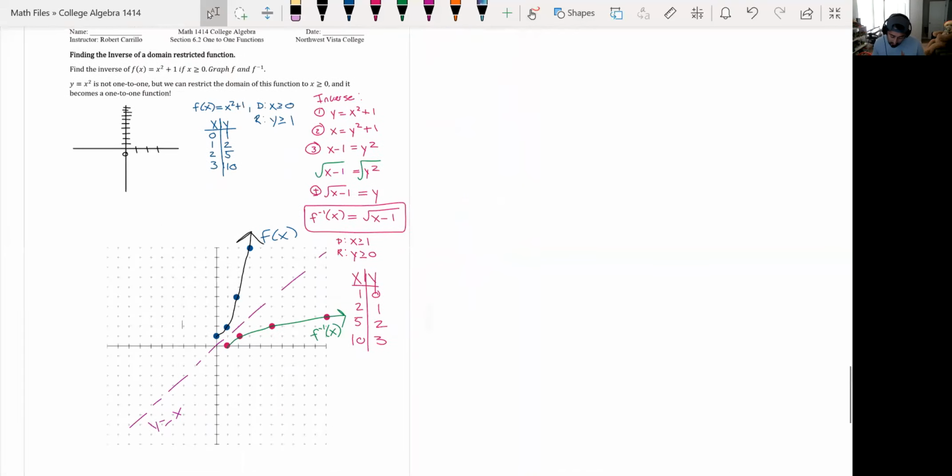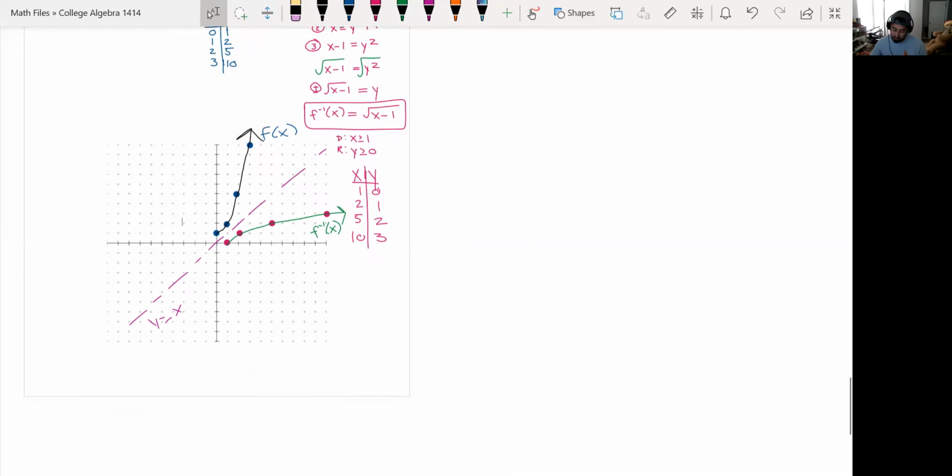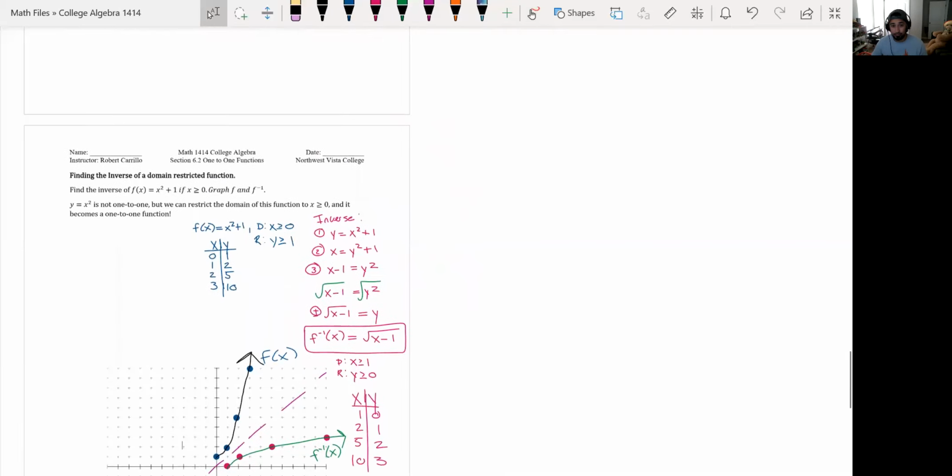Okay. I can get rid of that graph, sorry. Whatever I was thinking with that, okay? And then that's it, guys. Those are one-to-one functions and their inverses. Nothing else to it.